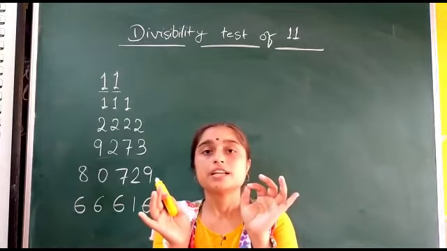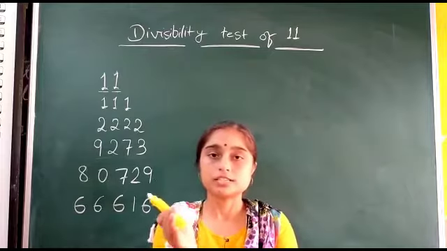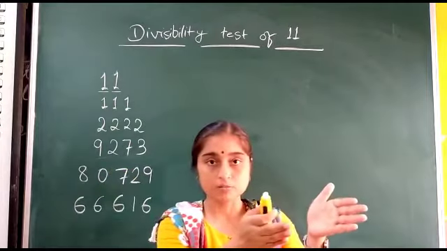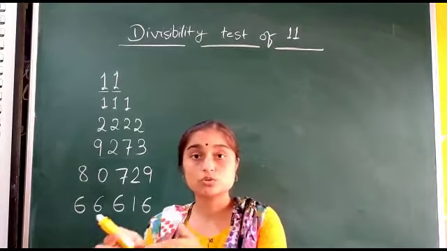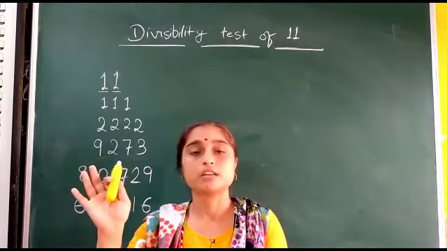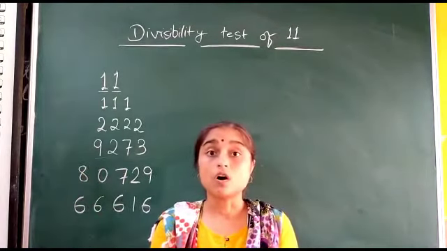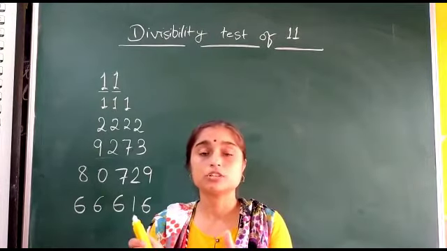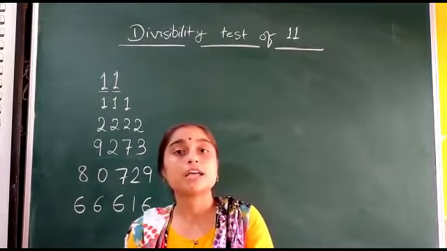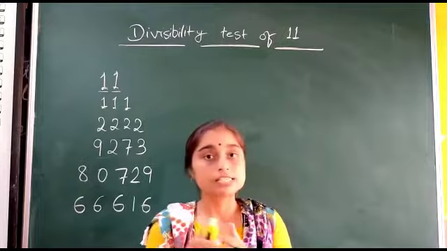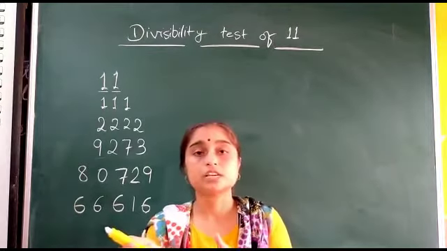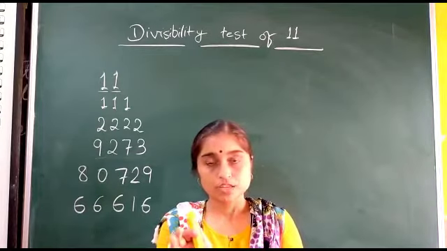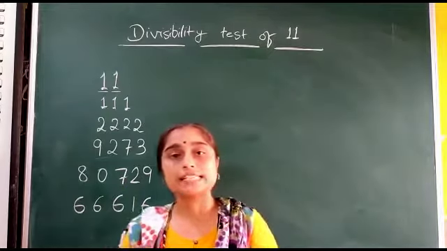Try to understand it. It is a little bit typical, but when you understand it, it becomes very easy. Sum of odd place numbers minus sum of even place numbers is equal to 0, the number is divisible by 11. Is equal to 11 or any multiple of 11 like 11, 22, 33, 44, then also the number is divisible by 11. Other than this, if there is any other answer like 4, 5, 6, then the number is not divisible by 11. Understood? Now we will understand this with the help of some examples.